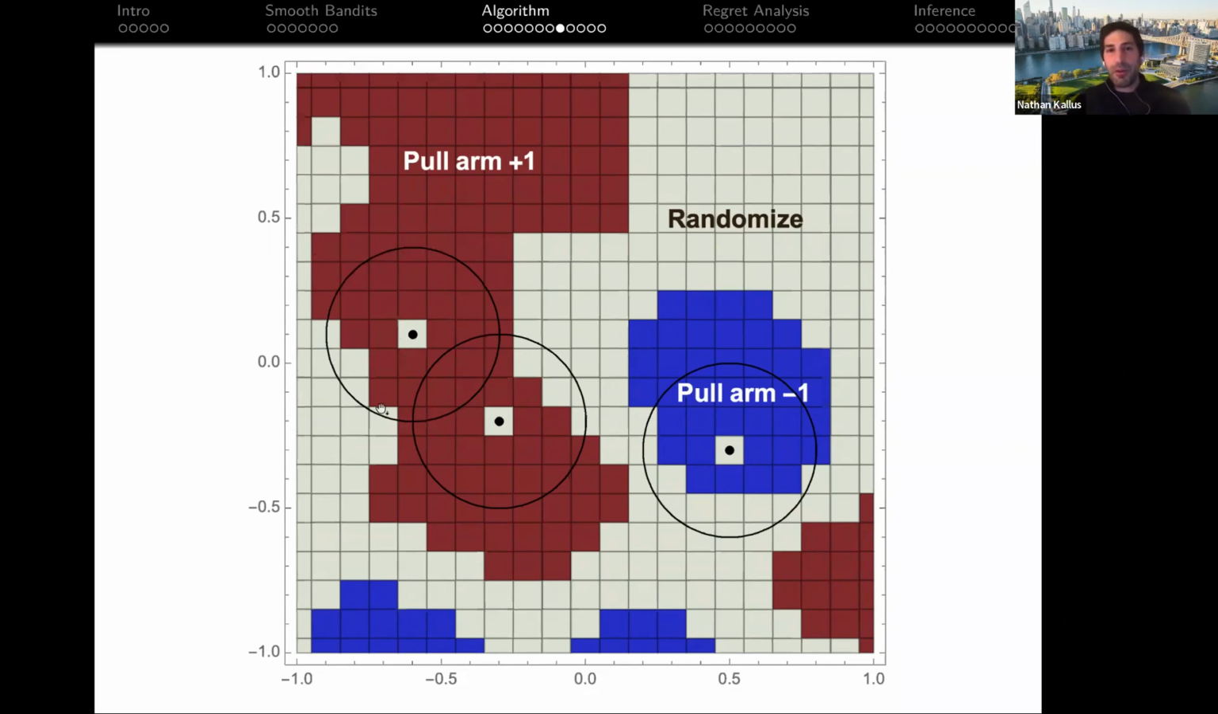But if I look in a neighborhood around this point, everybody around me has stopped exploring. They're just pulling R+1 at this point. So I'm never going to collect enough data on R-1 to learn its value at this point, and I'll be forever stuck. And I'll just keep collecting bad regrets over here. So that's not good. So how do we fix that?